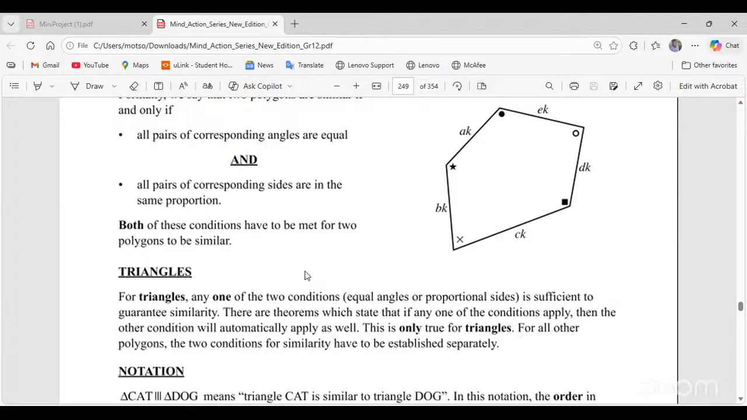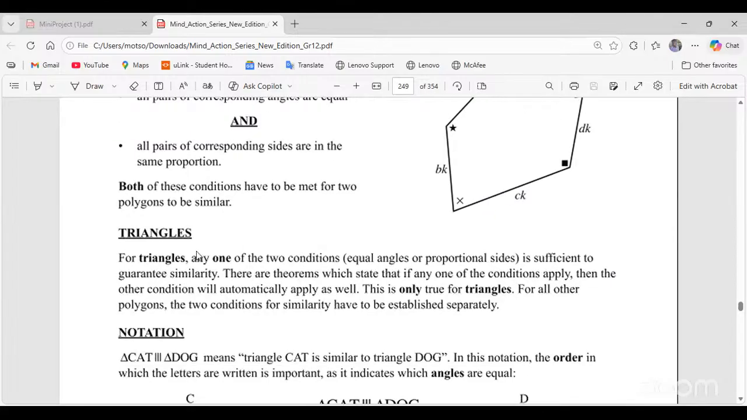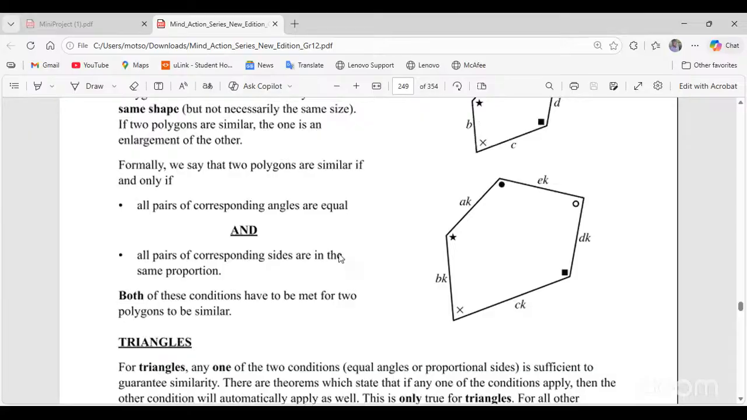Okay, let's go to the next part. Triangles. For triangles, any one of two conditions, equal angles or proportional sides, is sufficient to guarantee the similarity. There are theorems which state that if any one of the conditions applies, then the other condition will automatically apply as well. This only applies for triangles. This is only true for triangles, right? So as long as one of these is true, then automatically the other one will be true.